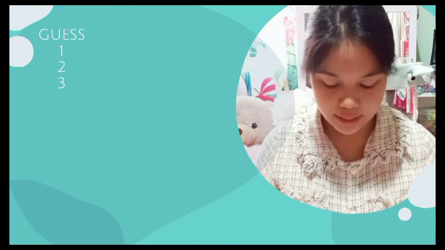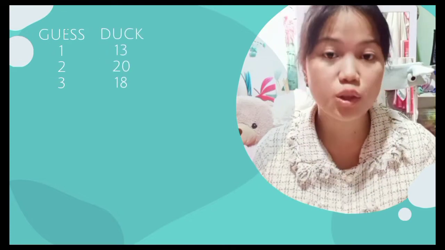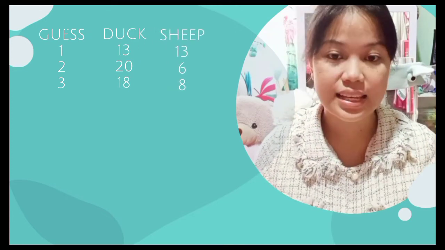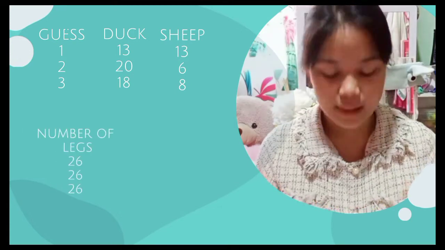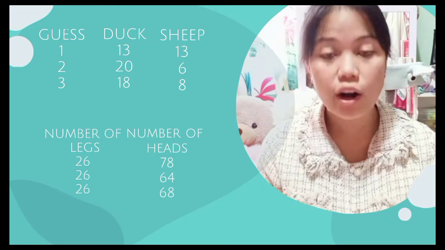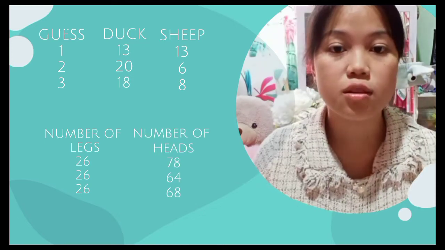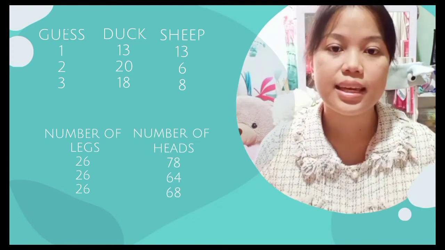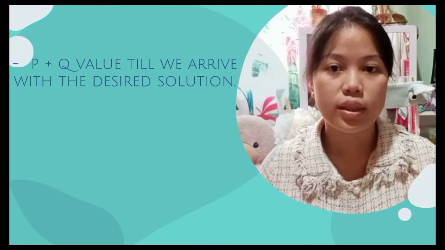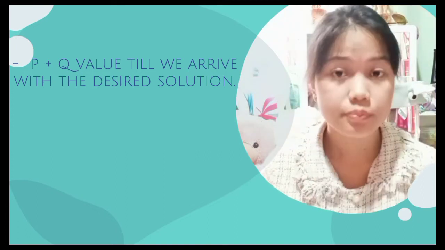So for our guesses, we have 1, 2, and 3. Ducks: 13, 20, 18. Sheep: 13, 6, and 8. Number of heads: 26, 26, and 26. Number of legs: 78, 64, and 68. If you wonder how we arrive at the table, we use P plus Q, and the values, until we arrive at the desired solution.